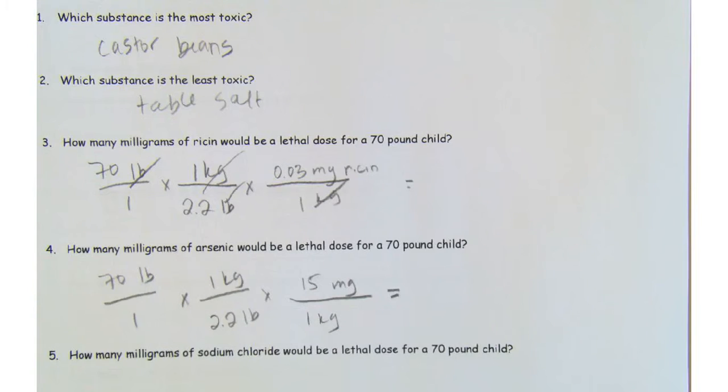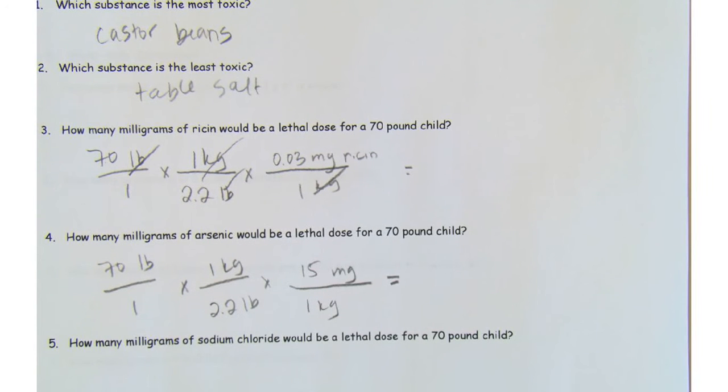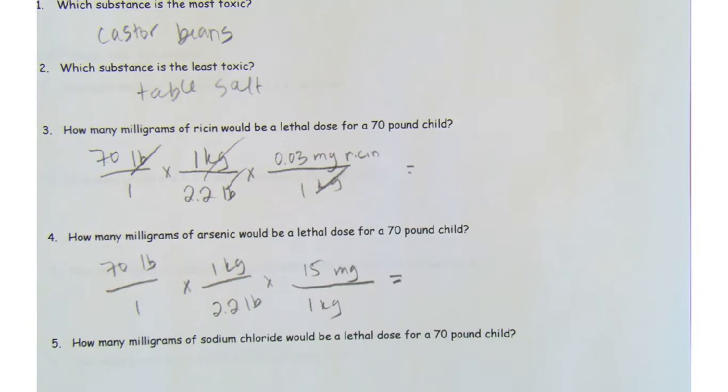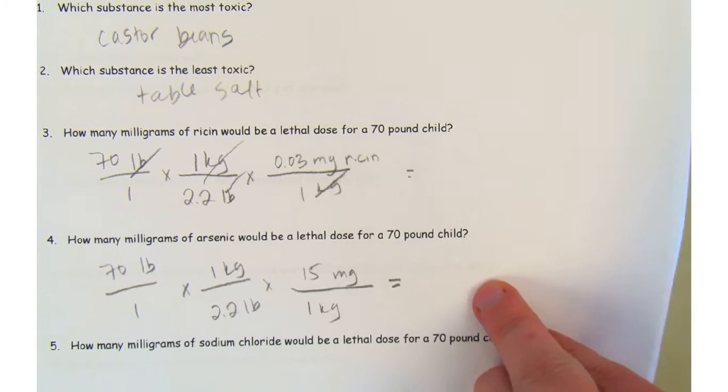The last one I'll let you try on your own. The first two fractions are going to be exactly the same. This time, though, we're talking about sodium chloride. So instead of this 15 or this 0.03, you'll use the lethal dose for sodium chloride. But I'll let you try that on your own. The back gets a little trickier.